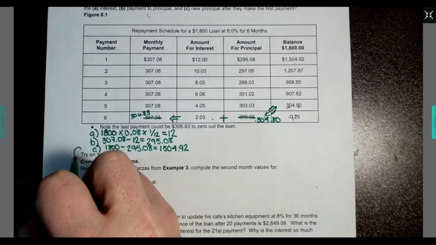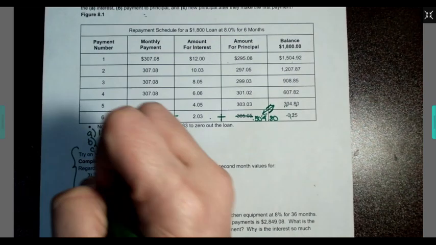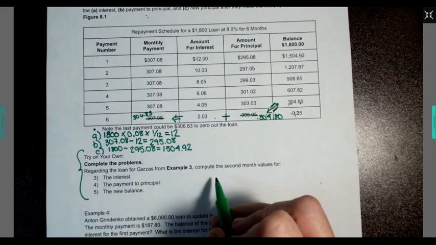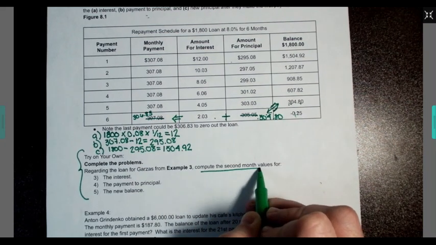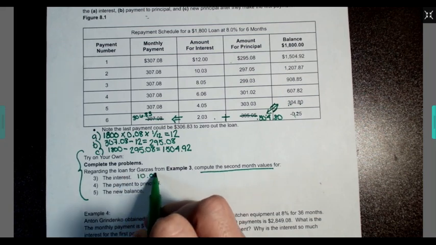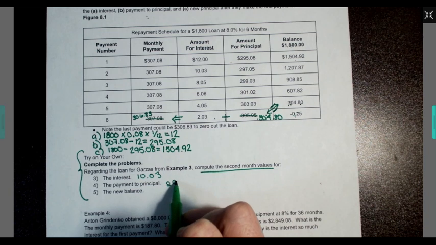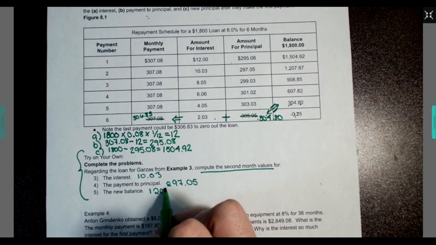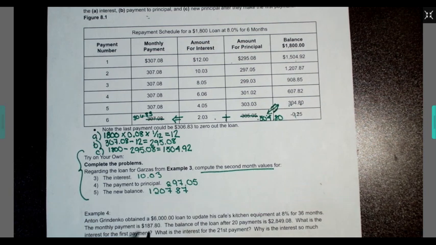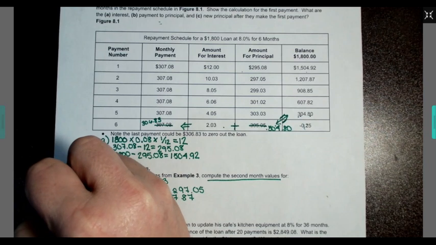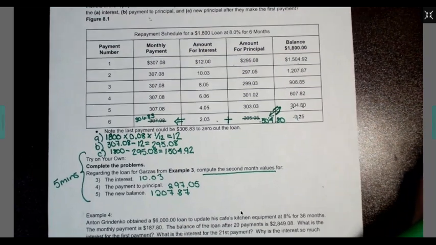I want you to take a moment to answer questions 3 through 5. Try on your own. It asks you to look at this table and work through the math for the second month. It gave us the interest. I know the interest is $10.03. I know the payment to principal is $297.05. I know that the new balance is $1207.87. What I want to know is, how do I get that? Show me the work. Take 5 minutes. Go ahead and pause your video now.